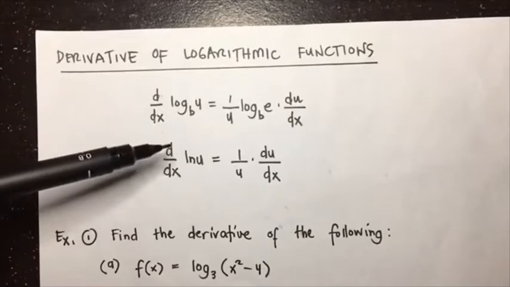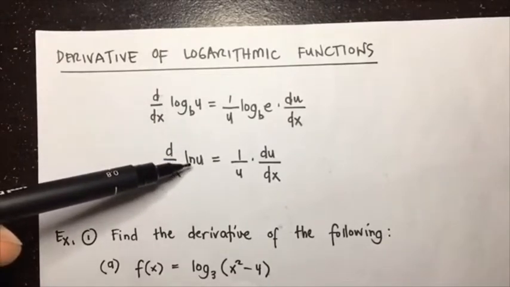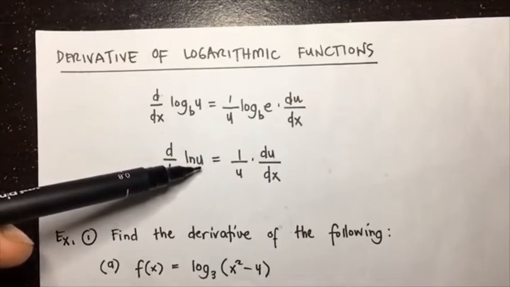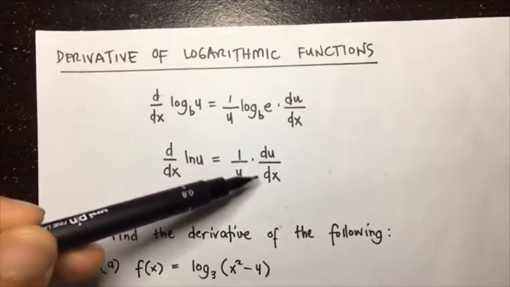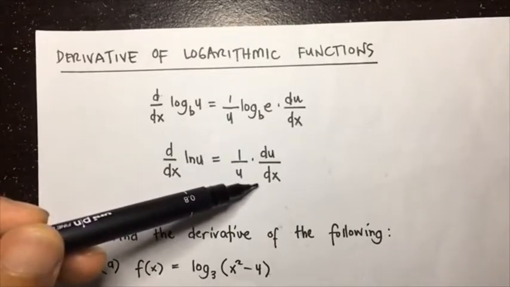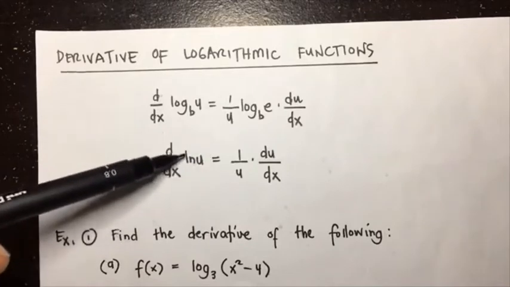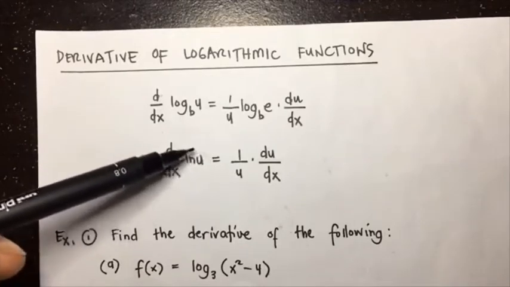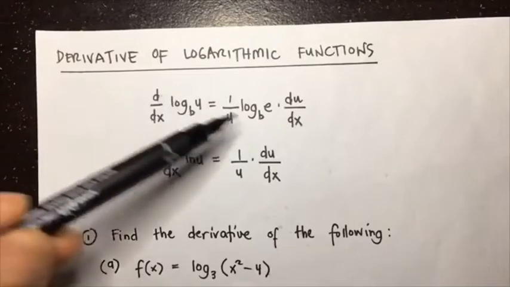So we also have the derivative with respect to x of the natural logarithm of u is equal to 1 over u multiplied by du over dx. Recall that the natural logarithm is a logarithm with a base of e.